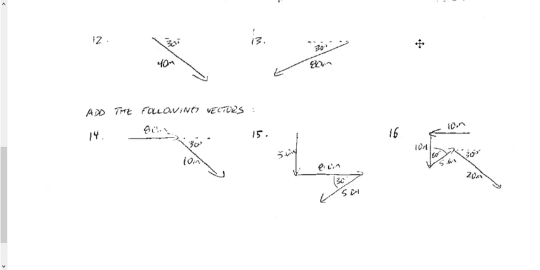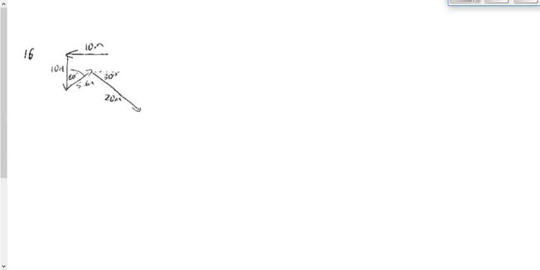Checking over our vector addition worksheet, specifically question number 16. We got these four vectors here. We got 10 meters, then 10 meters, and then 5.0 meters. It's kind of hard to read, but it looks like 5.0 meters at 60 degrees. That would be 60 degrees east of north, because that angle is measured from the north, east of north. And then we have 20 meters at 30 degrees south of east, because it's measured from the east.